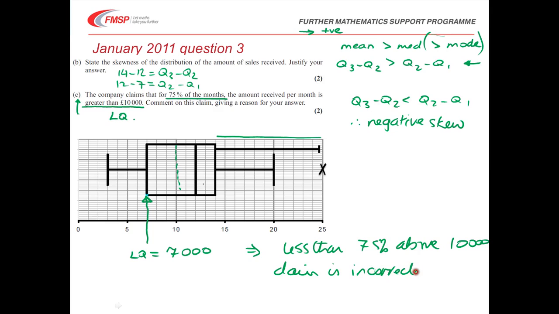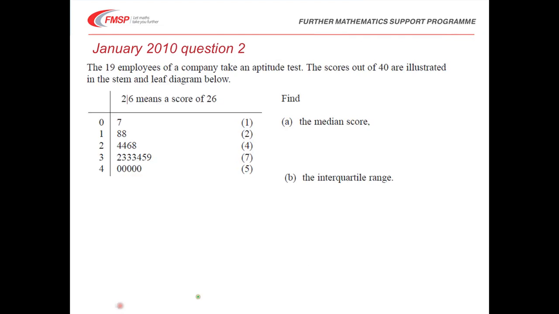So again, it's making sure that you've read the question and you understand that this is really talking about lower quartiles, not upper quartiles. The other way of saying it is £10,000 is within the box between lower quartile and the median, so must be less than 75%. So there are lots and lots of ways of describing this.